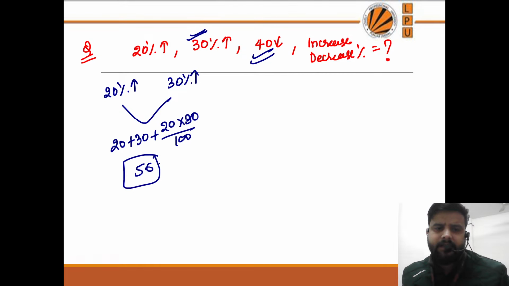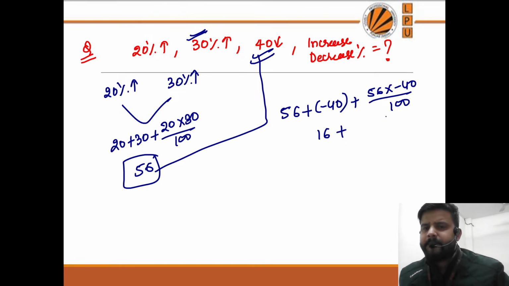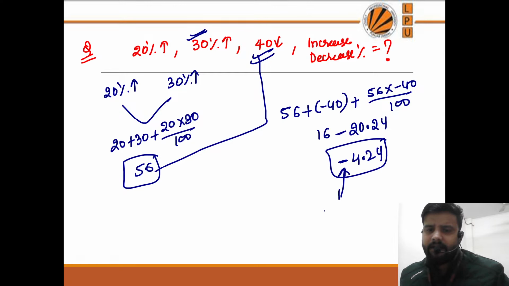Now 56 is the resultant, so you will apply 56 with 40, which is minus 40. Remember it. So it is 56 plus minus 40 plus 56 into minus 40 divided by 100. So it is how much? 16 plus, sorry, minus it is 20.24. So finally you are getting 4.24, which means there is a decrease of 4.24 percentage.